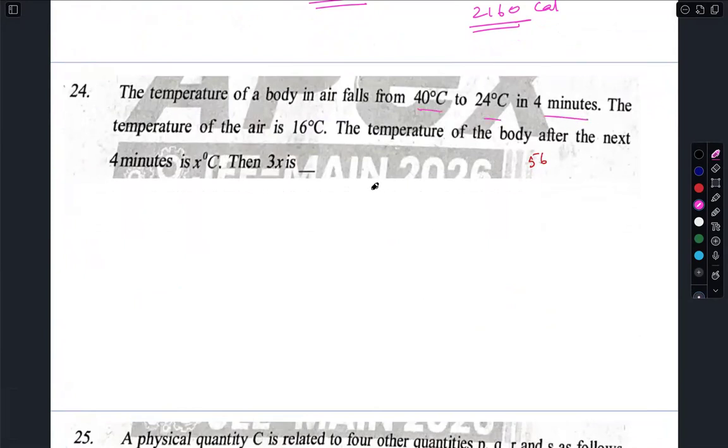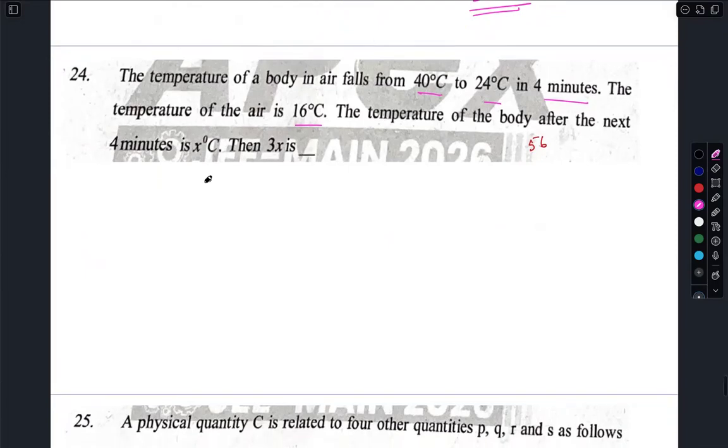Actually, this is out of syllabus. The temperature of the air is 16 degrees. The temperature of the body after the next 4 minutes is... 40 minus 24 by 4 minutes into 10.